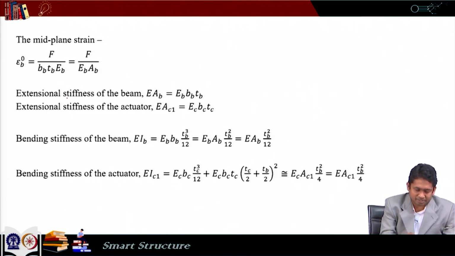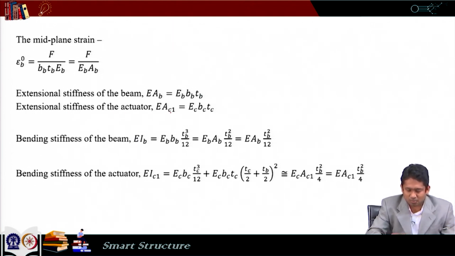Now, in all these equations we have these terms. So, EAb is the extensional stiffness of the beam, which is Eb bb tb, and the extensional stiffness of the actuator, which is EAc1, meaning of actuator 1. Now, here we have only one actuator. So, EAc1 and EAc are the same, and that is Ec bc multiplied by tc. So, these bc, tc carry the same meaning as they have been carrying. bb means width of the beam, tb means thickness of the beam, bc means width of the actuator, and tc means thickness of the actuator.